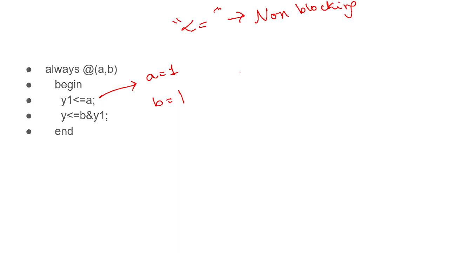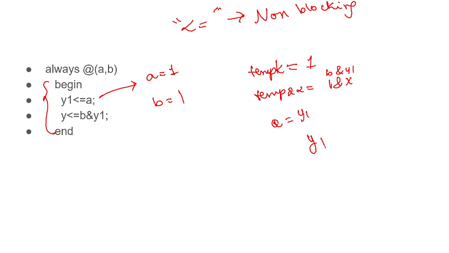Okay. So this will not block the execution. So it will store in some temporary value the value of a, and in some other temporary variable the value of b and y1. We don't know what is y1, and the value of b is 1. So after the completion of this block, finally a value will be stored in y1. So we will get y1 as 1 and y as 1 and don't care, so the value will be don't care.